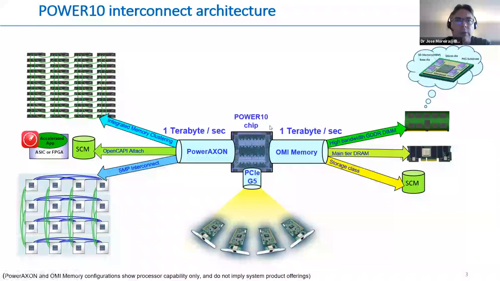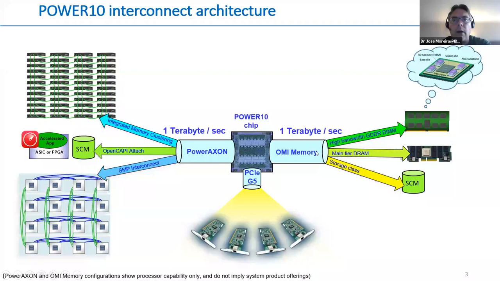So I'm going to talk about the interconnects. The POWER10 chip has a terabyte per second of bandwidth to memory. That's through what we call our open memory interface. It's an open standard that IBM developed with the rest of the industry. So it's an alternative to, let's say, the DDR standard, but it's actually something that complements the DDR standard. I'll show how.